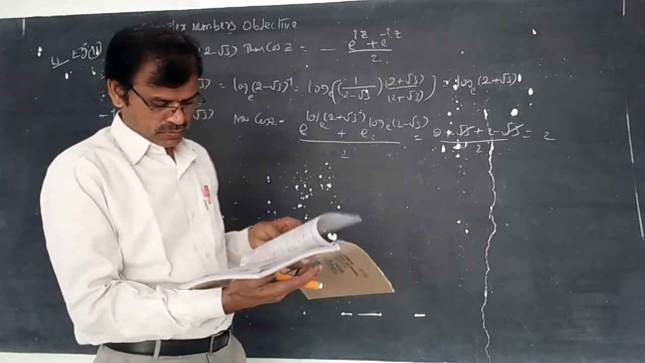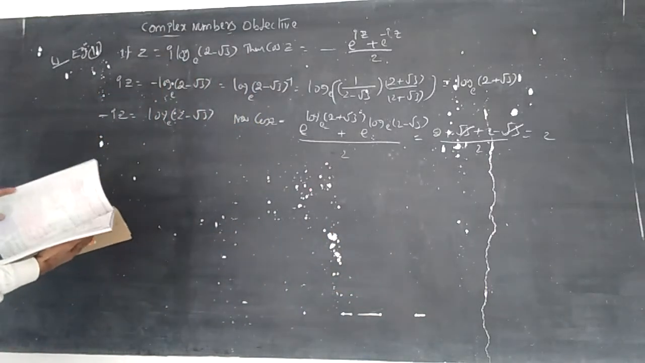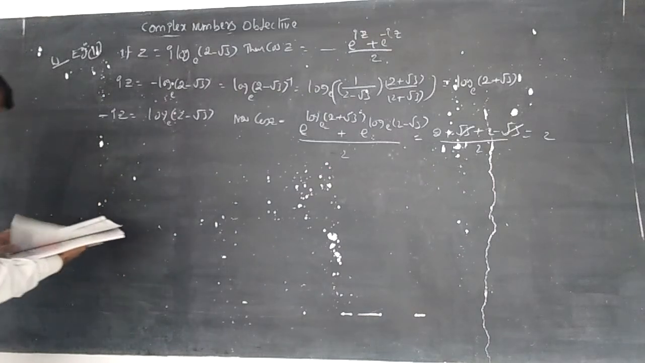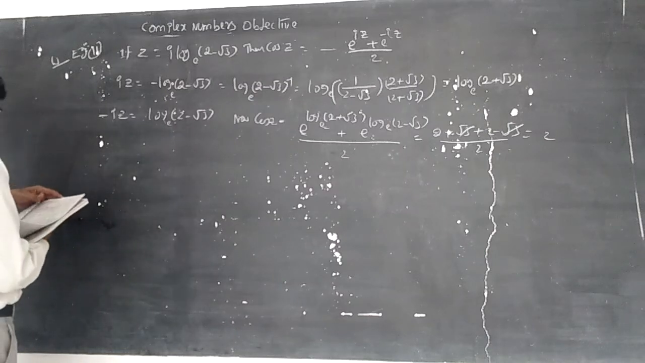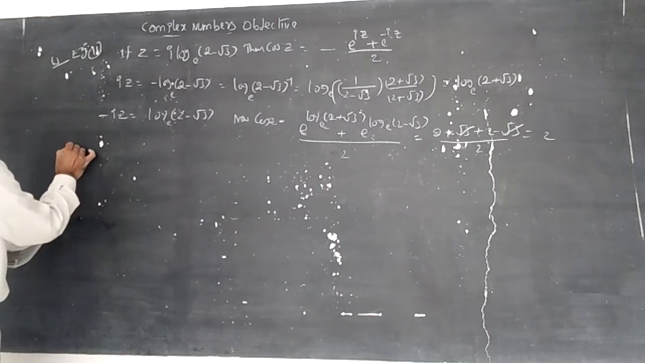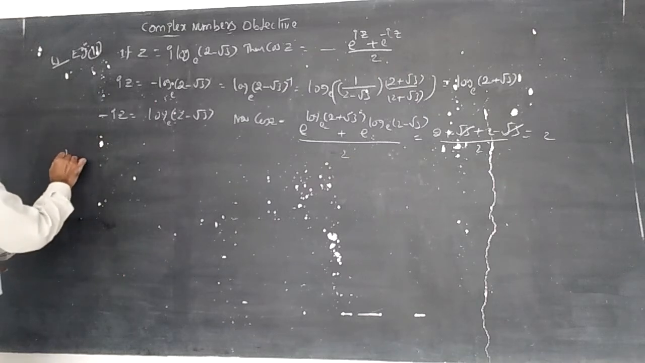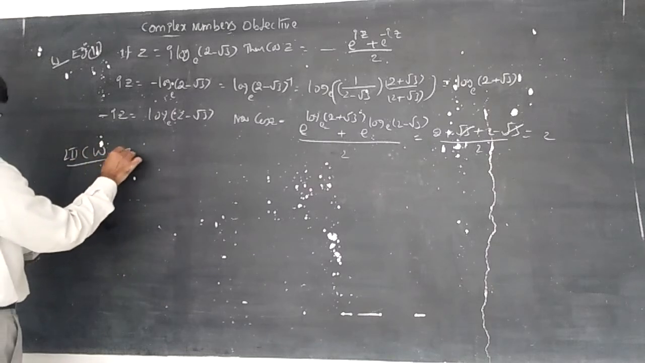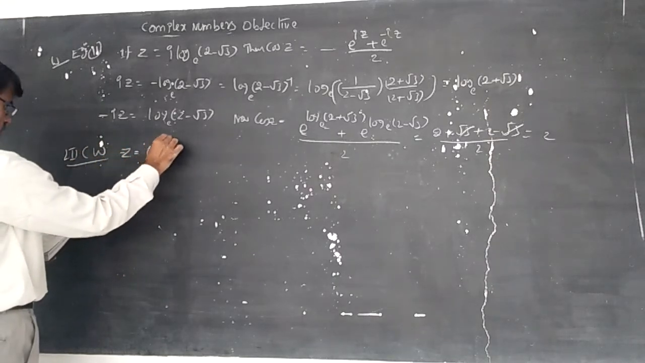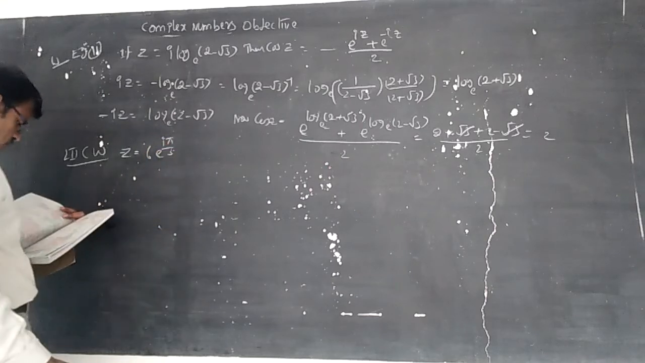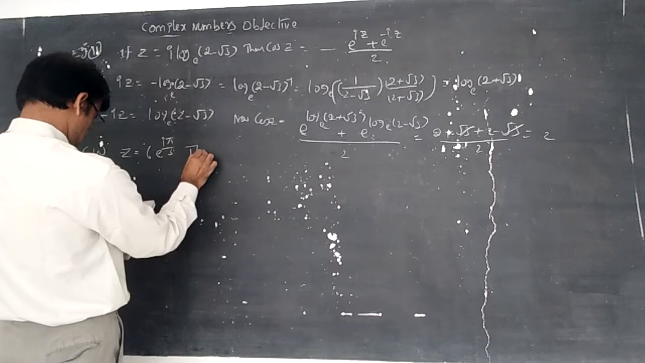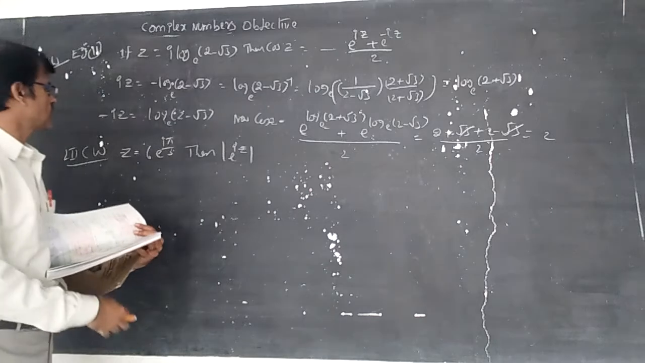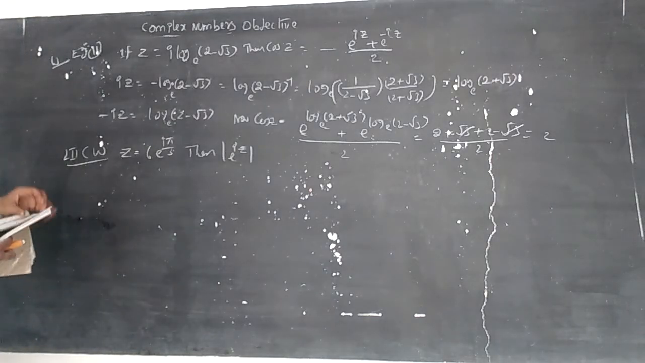Page number, not this one, this is separate. So we should write another formula: modulus of e power i z. Once again, we need to convert a formula. Okay, level 2 class. So z is equal to 6 into e power i pi by 3. Then what is the value of the modulus of e power i z?